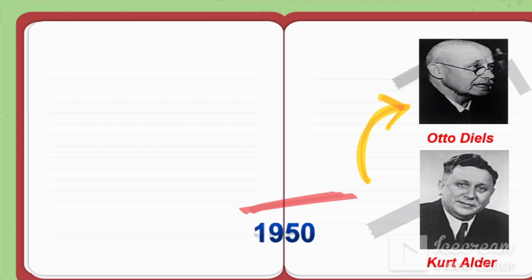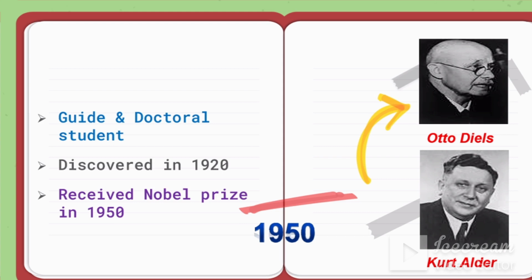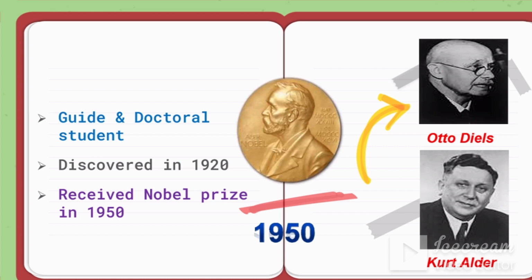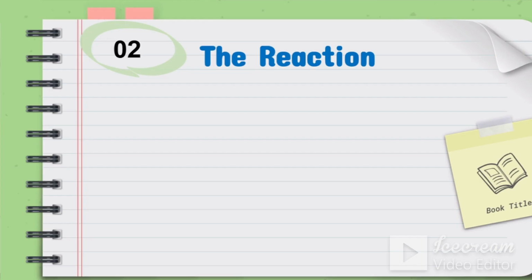The scientist Otto Diels and his student Kurt Alder were awarded the Nobel Prize in Chemistry in 1950. They discovered this name reaction, and the reaction is known as Diels-Alder. The reaction.